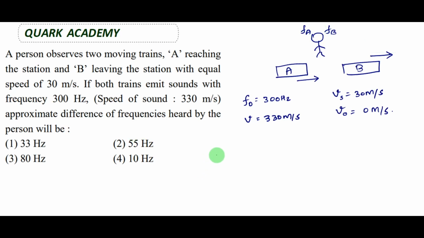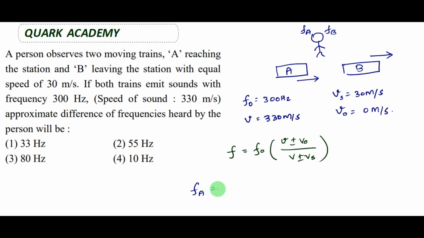So let's write a generalized expression to find the apparent frequency. Let's consider F is the apparent frequency, which can be written as F0 times (V plus or minus V0) over (V plus or minus Vs). This plus or minus sign we have to choose carefully based on the relative distance between observer and source. If the relative distance decreases, then the frequency will increase. If the relative distance increases, then the frequency will decrease.